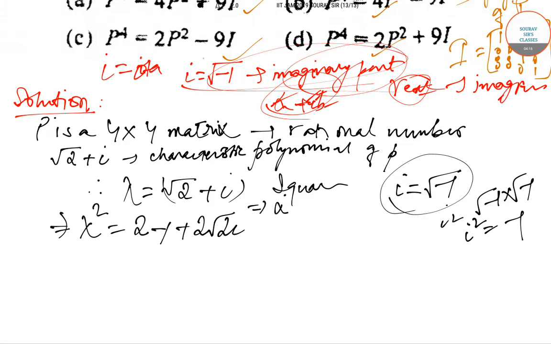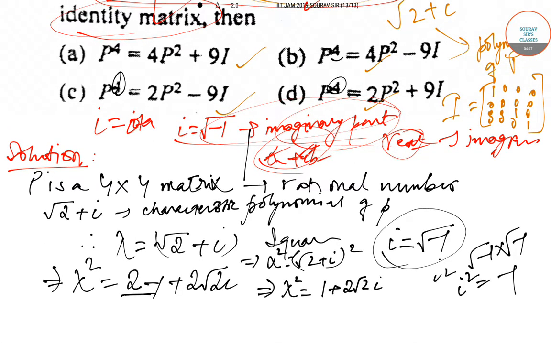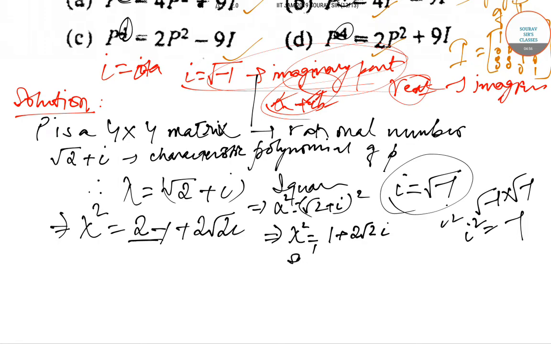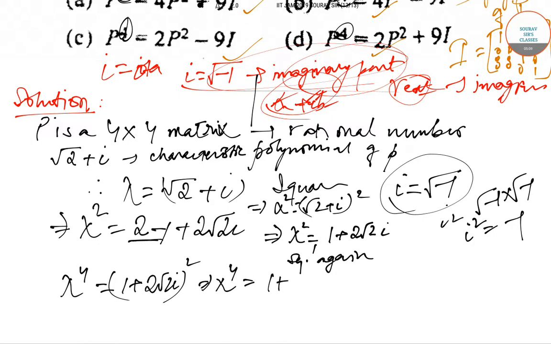Let me write down that step also: lambda square equals root 2 plus iota whole square. Now 2 minus 1 is 1, so it can be written as lambda square equal to 1 plus 2 root 2 iota. Now we have to find all the powers up to 4. So we'll solve lambda to the power 4. We square this again, and we get lambda to the power 4 equal to 1 plus 2 root 2 iota whole square. It means lambda to the power 4 equals 1 plus 4 root 2 iota minus 8, which is equal to minus 7 plus 4 root 2 iota.